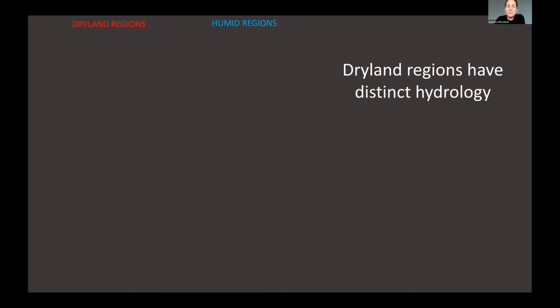Now, I'm cognizant I'm talking to predominantly a geophysical community. So if you're unfamiliar with hydrological processes, I thought I'd give a little example of how humid regions and dryland regions vary, because drylands do have a distinct hydrology that makes the anticipation of climate impacts more challenging.